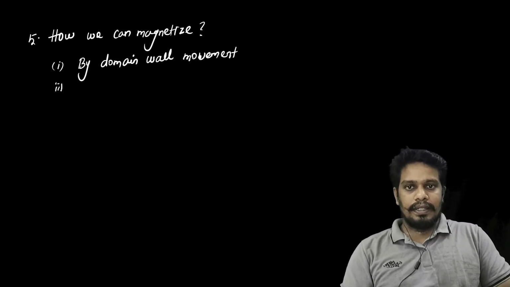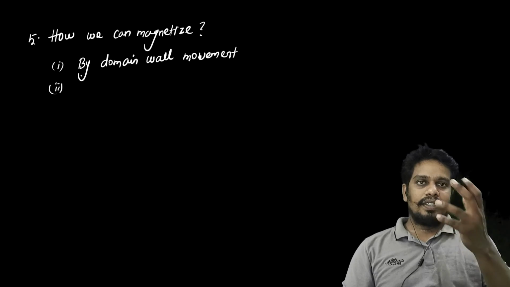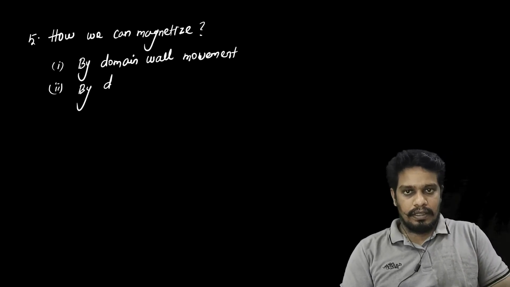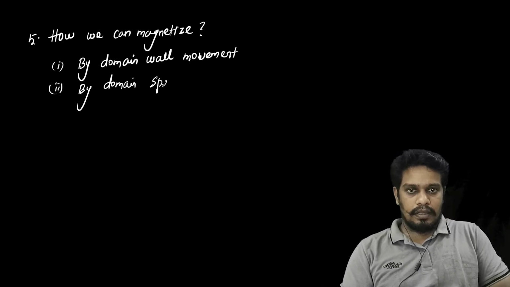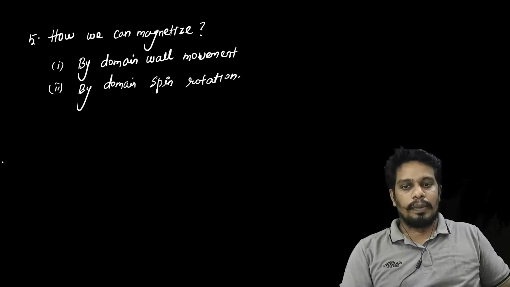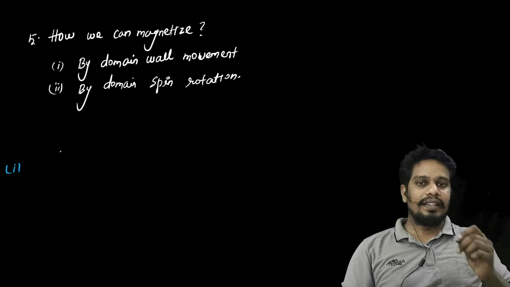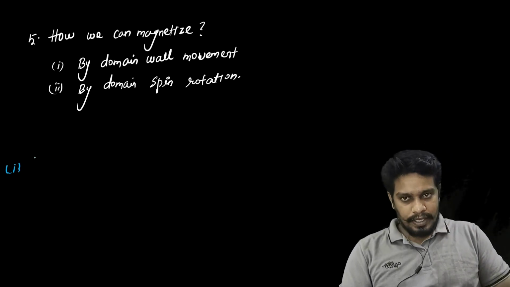The second method is by domain spin rotation. First, we will look at what domain wall movement is, and how we can magnetize the ferromagnetic material by domain wall movement.